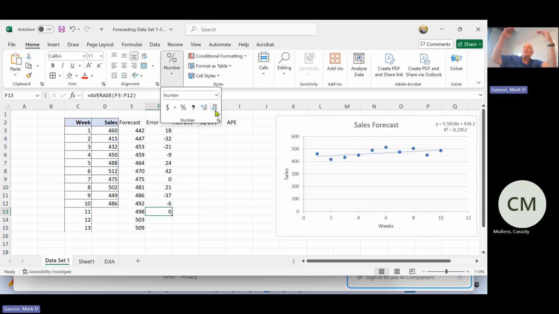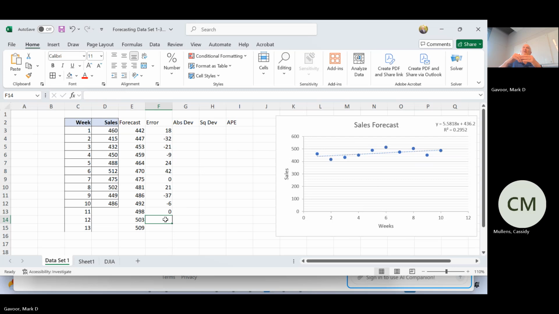So you want half the points above the line, half the points below the line, so that you come close to 0. So this is an unbiased forecast, right? I'm not over forecasting or under forecasting. So my bias is 0.